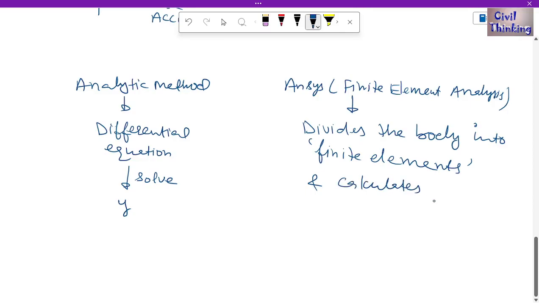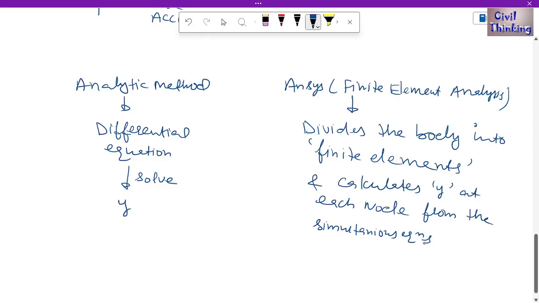and calculates, for example, y in our case, displacement at each node, from the simultaneous equations, a set of equations. Now in Ansys we represent simultaneous equations in the matrix form. And as I have told you before, we will not go into that. That is not, I think, important. We just need to understand how Ansys works.